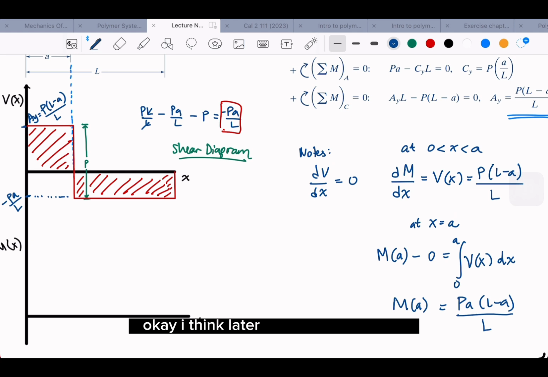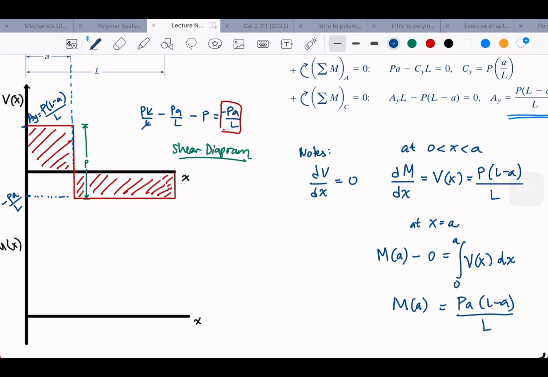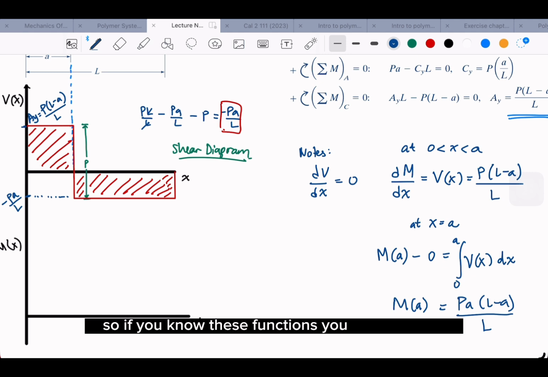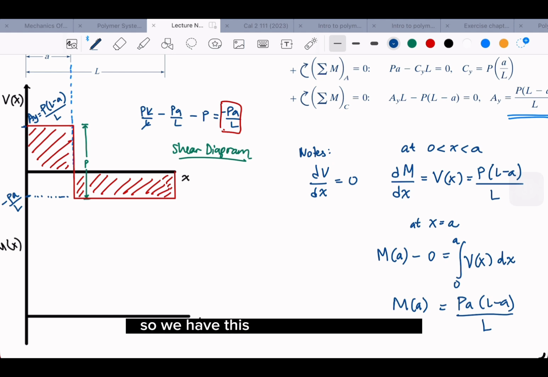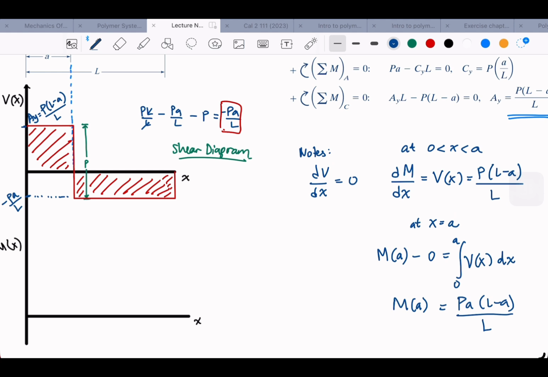Okay, I think later you can just directly integrate. If you know the functions, you can integrate. For example, if you know that this is a constant, then the integral becomes just a linear function, okay? And then just plug in the distance. Okay, so we have this, our M at x equal A.